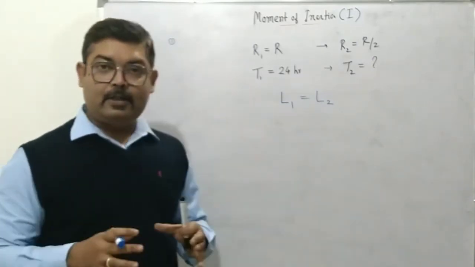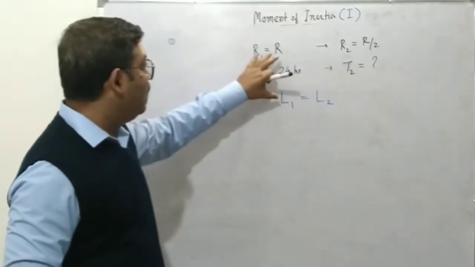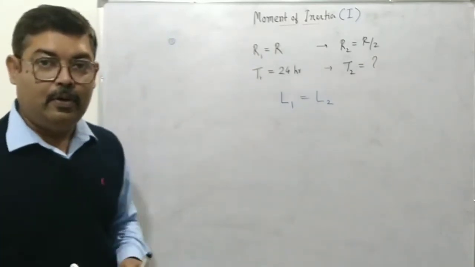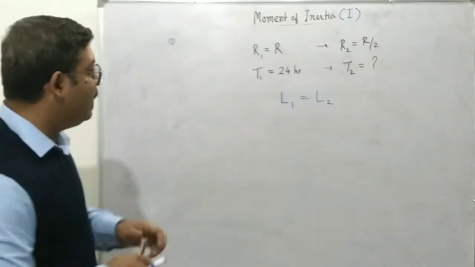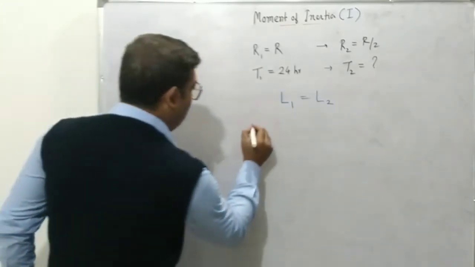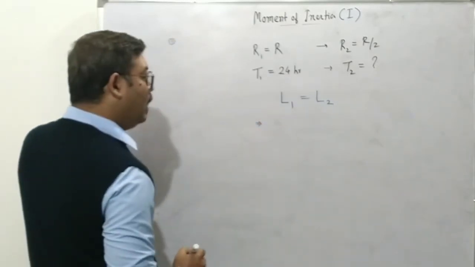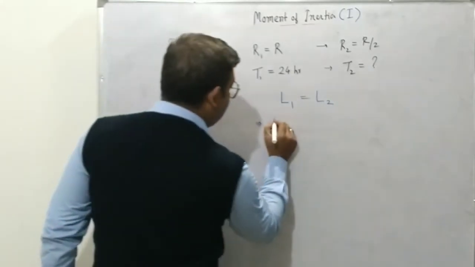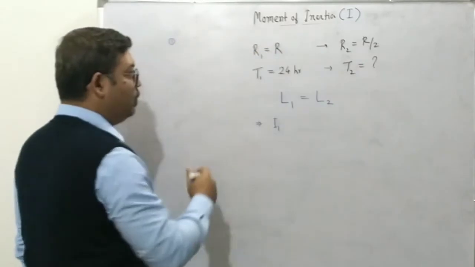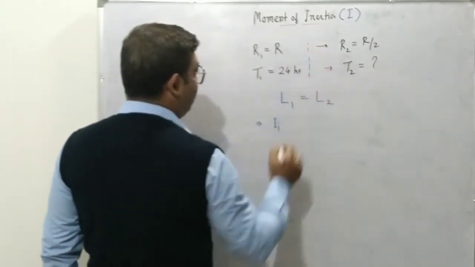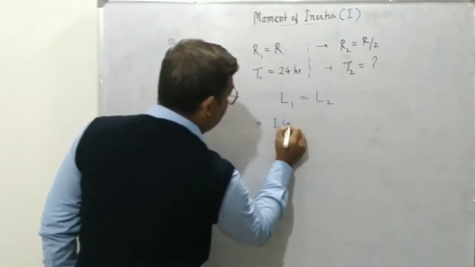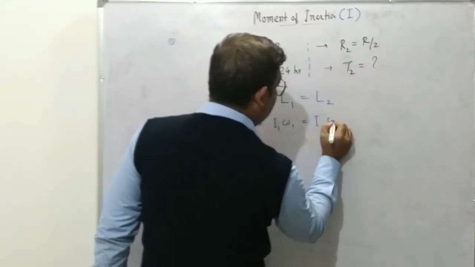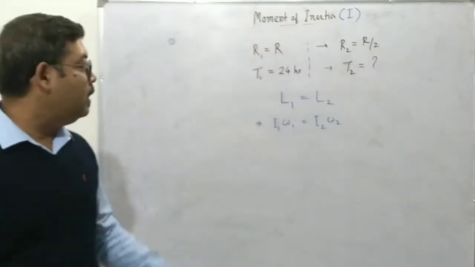So the angular momentum after the Earth has shrunk and the angular momentum before the Earth has shrunk have to be the same by conservation of angular momentum. If it is so, then the current moment of inertia of the Earth, prior to the shrinking, multiplied by the angular velocity must be equal to I2 into omega 2, because we have just found that L is equal to I omega.